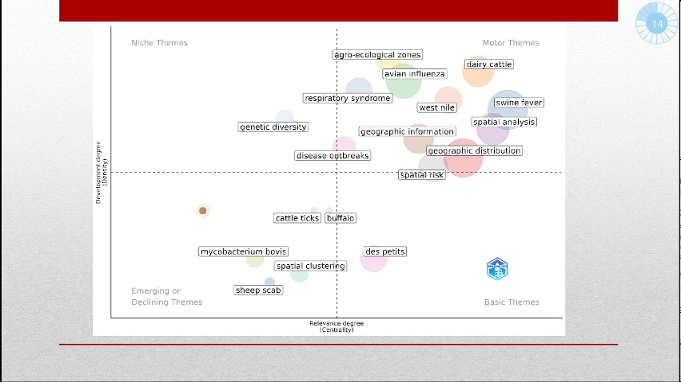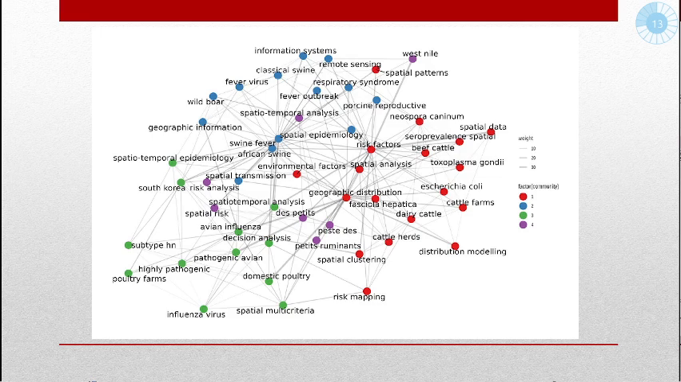So this is another plot. This is known as a thematic map. On the x-axis there is the degree centrality. Very simply put, how famous a keyword is in the research landscape. And then on the y-axis we can see the degree of development. So I can explain this from the previous picture.